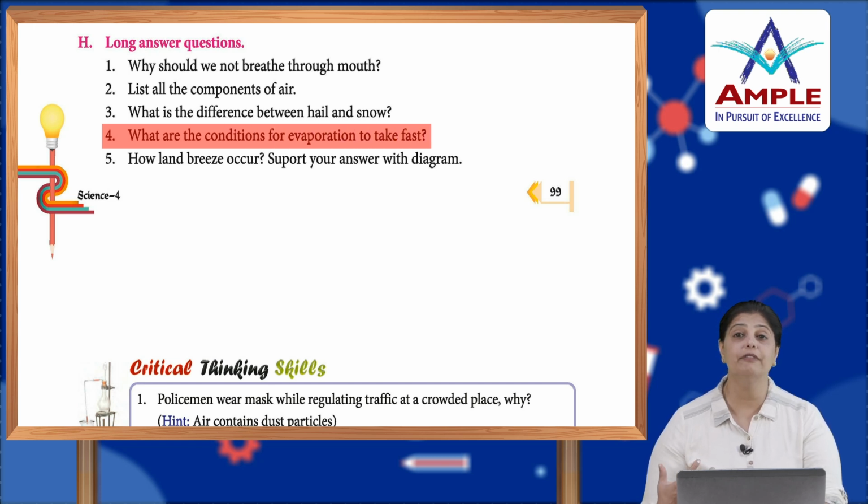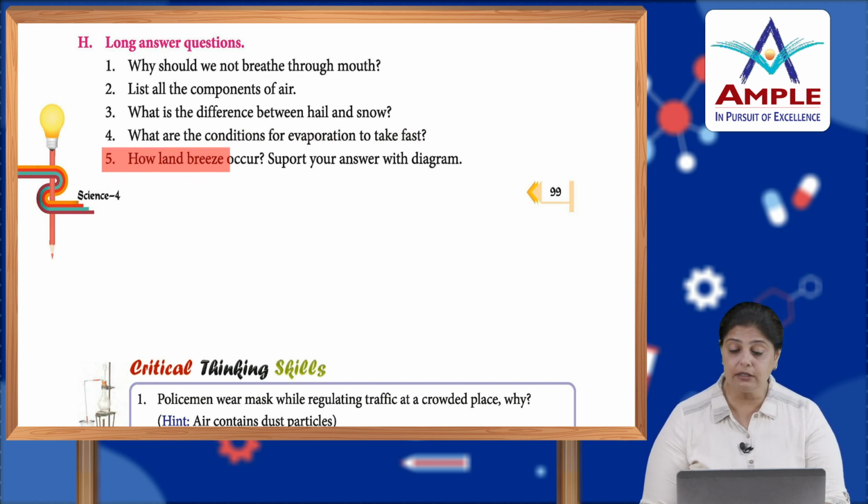So, what makes the evaporation process faster? Okay. We all know evaporation means change of water to water vapor upon heating. So, how does it get faster? What are the conditions for that? And how does land breeze occur? And you have to support your answer with the diagram.